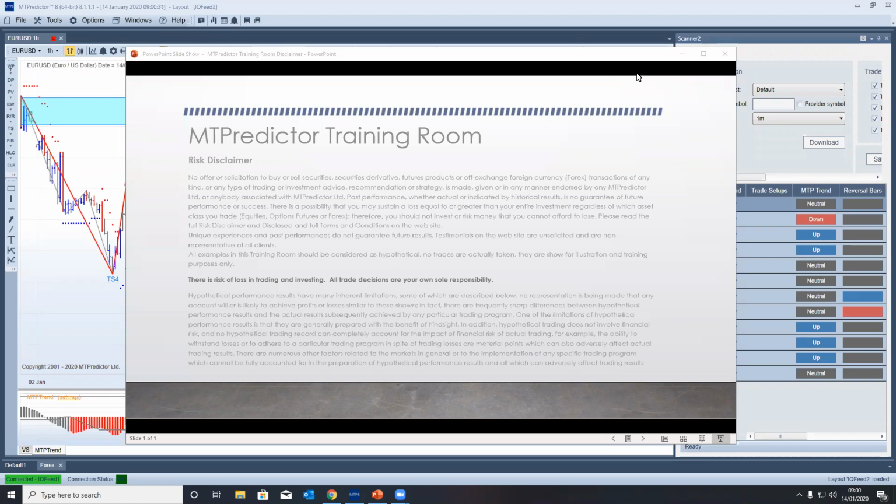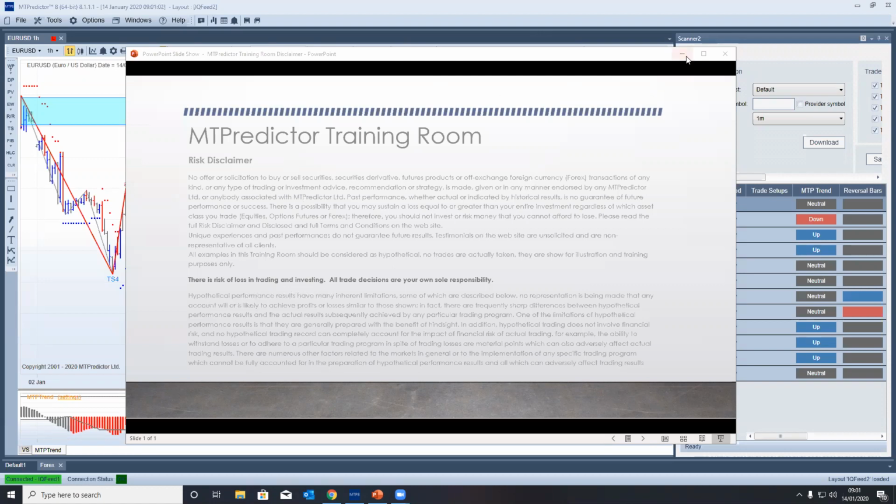While you're doing that, I'll just have a look at the risk disclaimer and remind you that all examples in this training room should be considered hypothetical. No trades are actually taken. They're just shown for illustration and training purposes only. Remind you there's a risk of loss in trading and investing. Put another way, all professional traders know and understand, but more importantly accept, that losses can and will and do unfold. It doesn't matter what trading approach you use, there will always be losing trades.